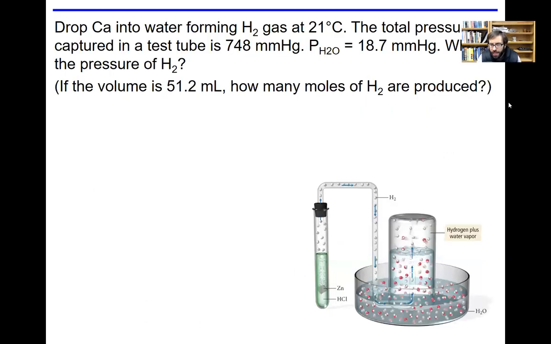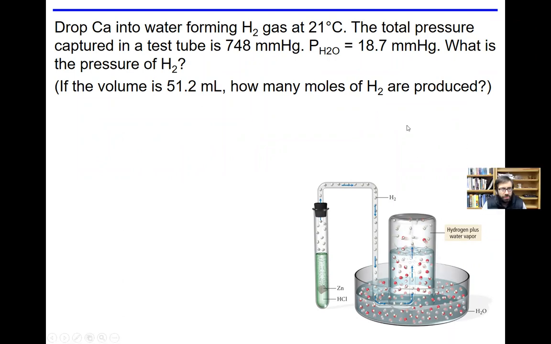Let's do a much harder problem. This one is asking us what happens if we drop calcium into water to form hydrogen gas at 21 degrees C. We're going to use some sort of apparatus like this. Here I'm showing zinc and hydrochloric acid to make hydrogen, but this problem is calcium and water making hydrogen. The hydrogen is going to form out of this reactor that's hooked up to a tube that goes underneath a beaker that's filled with water. What's going to happen is the hydrogen is going to form above this because it's lighter than water, and it's going to push the water down as it forms into this trough.